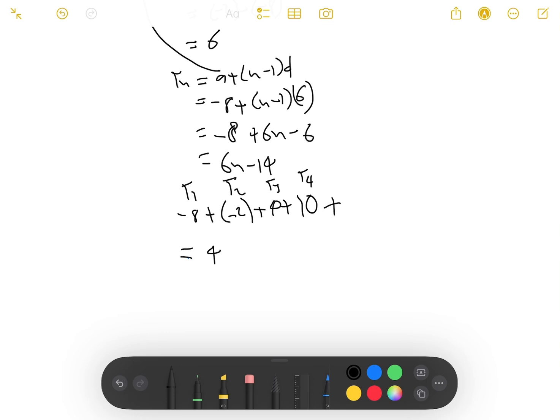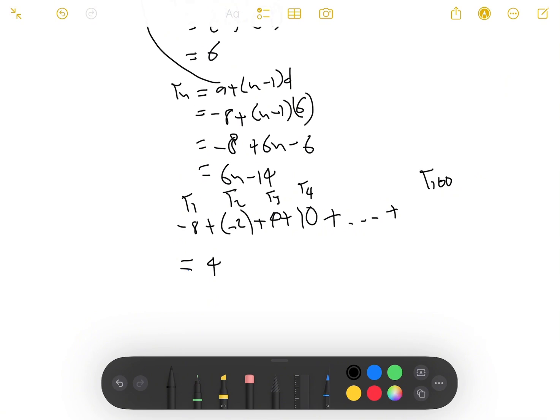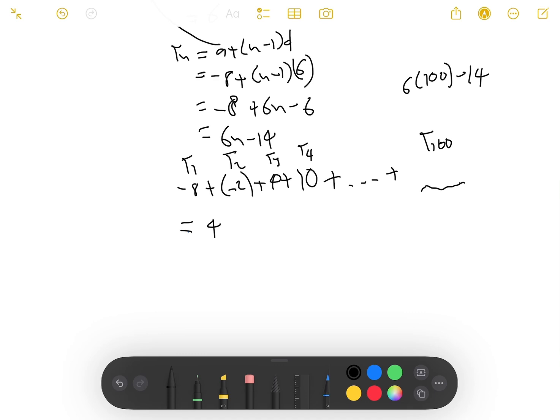And then now let's maybe say we wanted to add these terms all the way to t100, which for you will be 6 in bracket 100 minus 14, right? You can calculate that. That will be the term right here. So what if we were to add many terms such that adding them manually consumes time, and we want to add them in a simple way? That is what this video will mainly be focusing on.